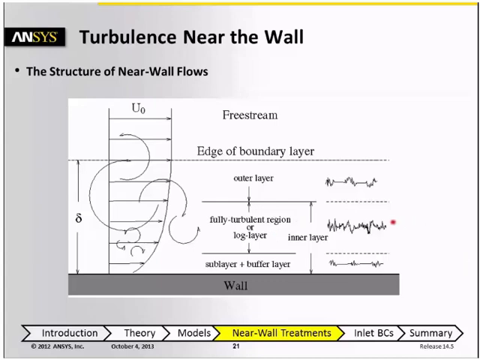This is indicated by the representative velocity signal on the right-hand side of the slide. In the log layer, there's continuous fluctuation, whereas in the viscous sublayer, the fluctuations are sporadic. In the outer layer, there's periods of turbulence and periods of inviscid flow. The percentage of time that the flow at a given point in the outer layer is turbulent is called intermittency.